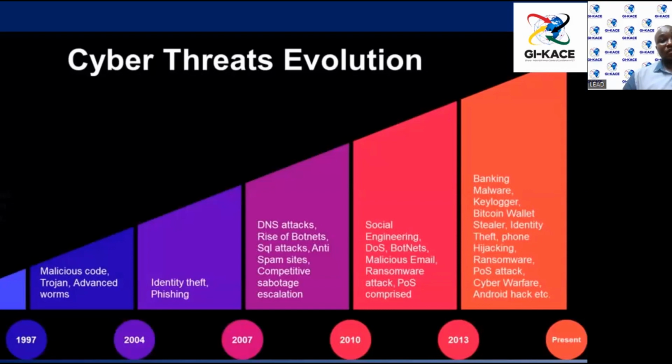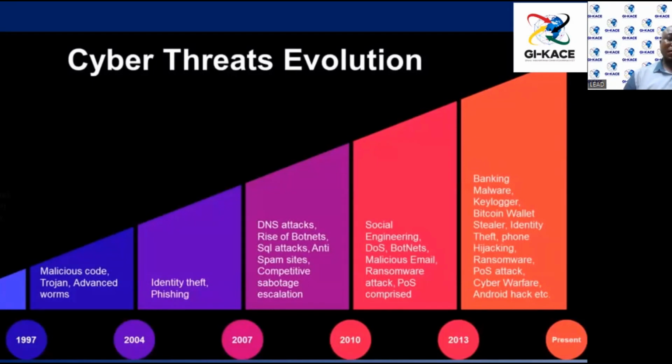So this is a diagram that is demonstrating some of the jumps or some of the history of cyber threats up till today or present day. It started just like a malicious code, Trojan horse, and advanced worms. That was somewhere in 1997. In 2004, so from 1997, this particular malicious code and Trojan horse and advanced worms played its role until it goes to 2004.